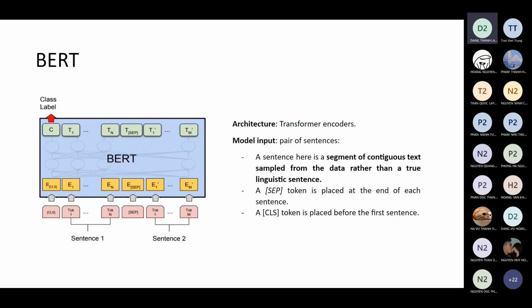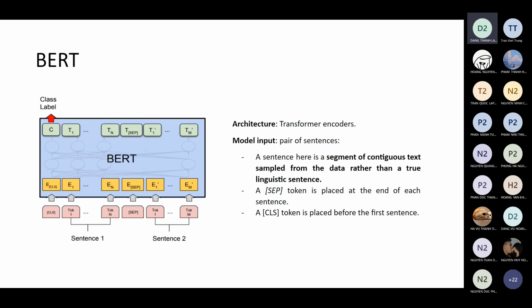Okay, so in this section, I will briefly explain the BERT architecture and its training objectives. Firstly, BERT uses the transformer architecture that Hoàng has described above, and as it was originally designed for language modeling, BERT only includes the transformer encoders and ignores the decoder.